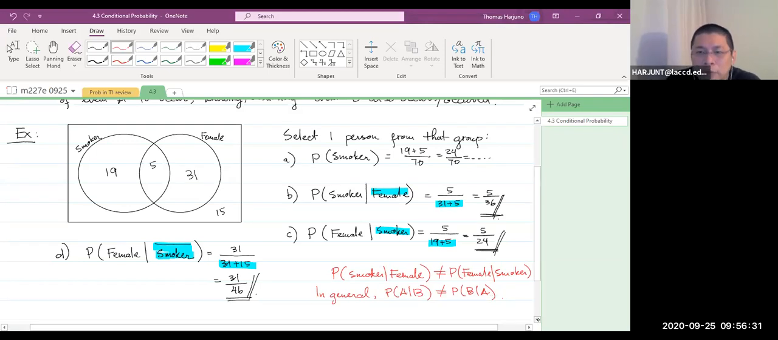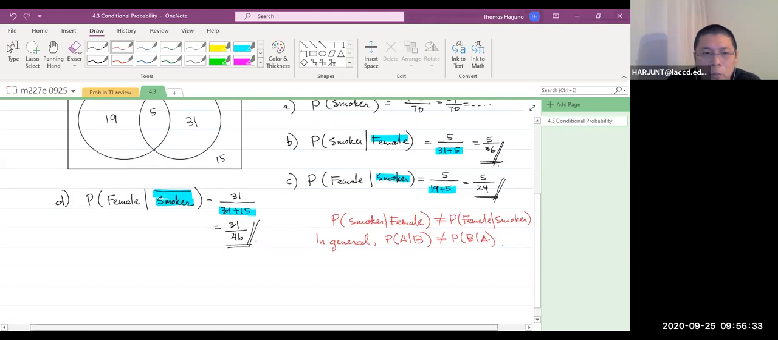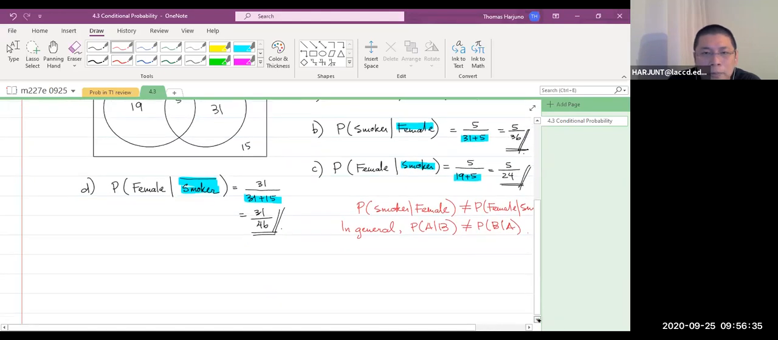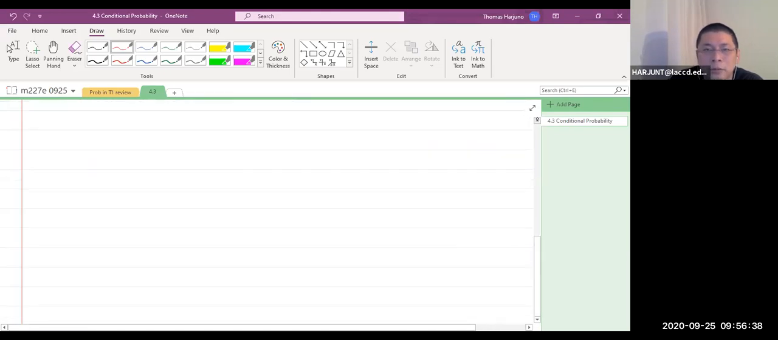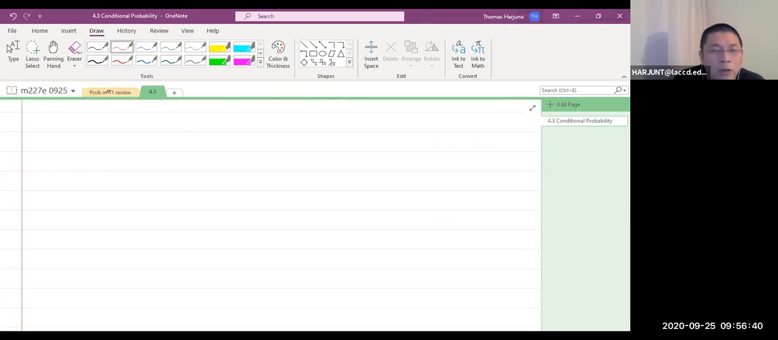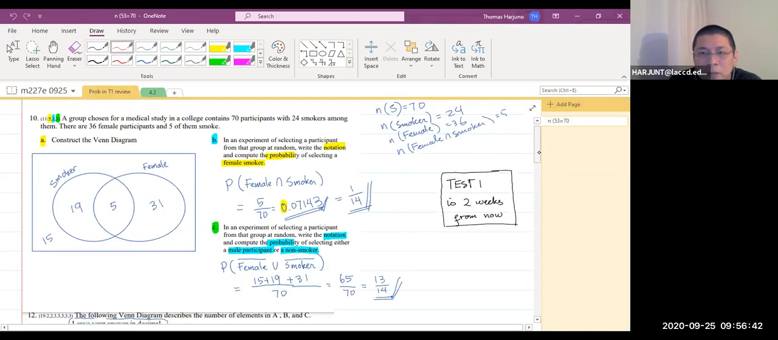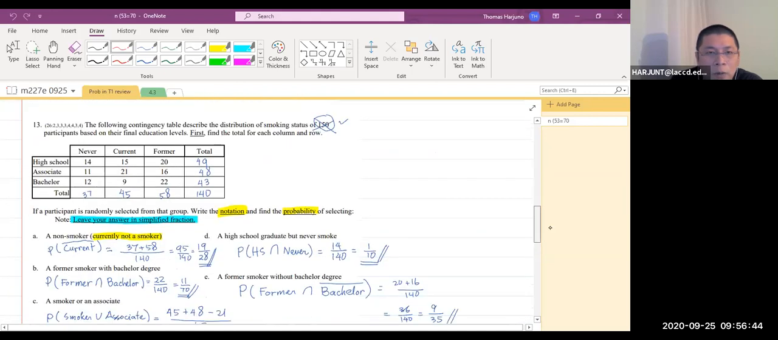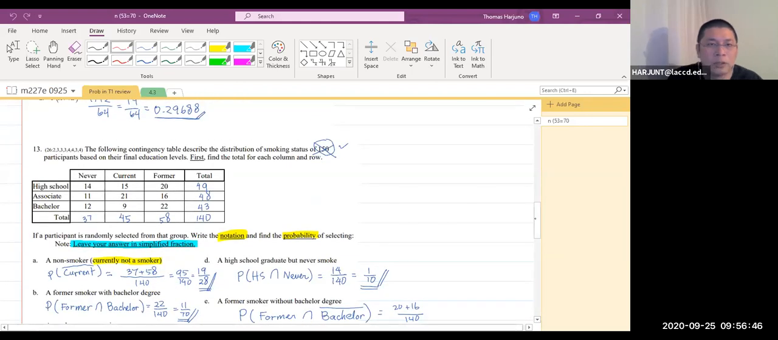Now, I'm about to give you a break, but I will give you a break together with some work. I will grab the contingency table from here. Let me grab this contingency table.